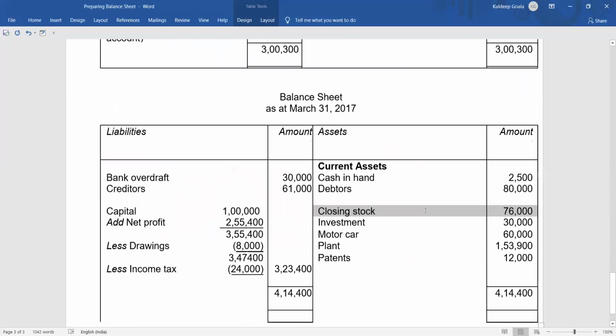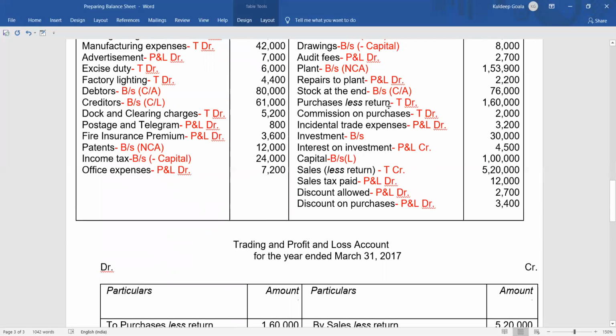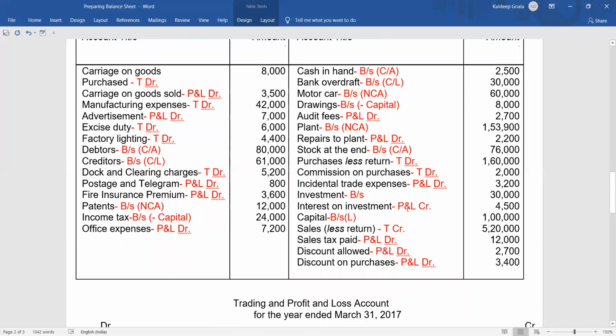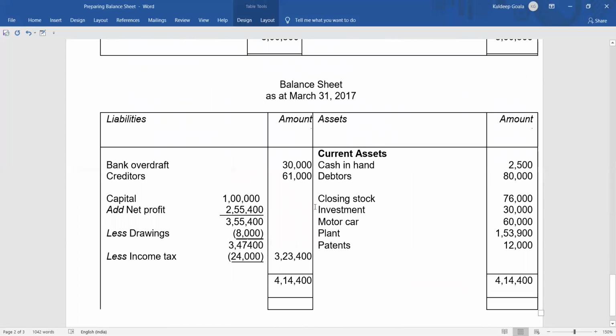Clear? Now let's see what else is the current asset. This is over. No, there are no other current assets. So next will be investment. Investment is itself a heading. What is the investment? 30,000. So under that heading, investment is 30,000.